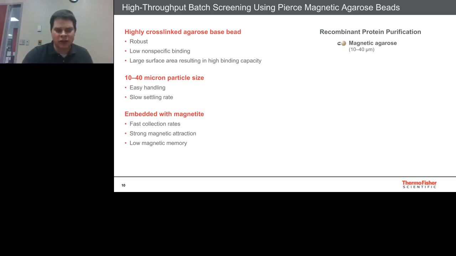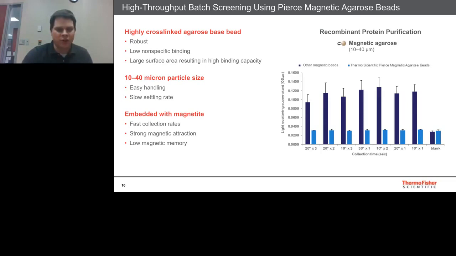The graph on the right shows that smaller magnetic beads have more beads left in the supernatant after collection for 10 to 60 seconds, while the Pierce magnetic agarose beads have very little left in the supernatant compared to a blank without any beads, even after a short collection time of 10 seconds. The Pierce magnetic agarose beads are available with nickel NTA and glutathione ligands for recombinant tagged affinity protein purification.